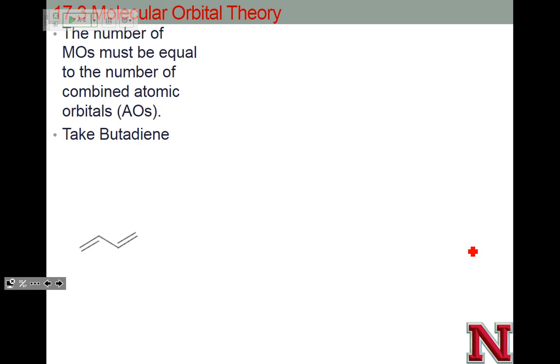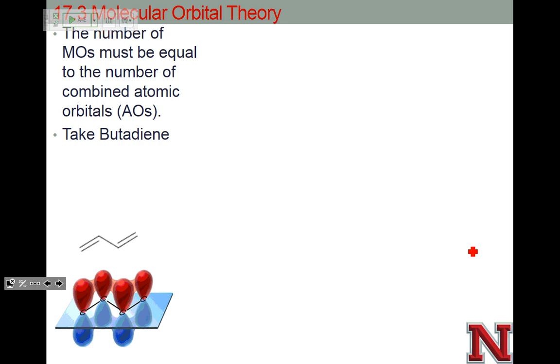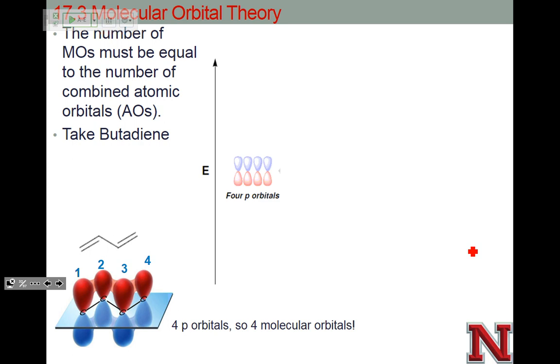So let's look at this one. This one's a little bit more complicated because here we have 4 unhybridized p orbitals. So we have butadiene, and again, we do have this sigma bond, but we are not mapping it out. We're only mapping out our outermost orbitals, which is our p orbitals. So we have 4 unhybridized p orbitals. So that means we have 4 atomic orbitals. How many molecular orbitals are we going to have? 4. The amount of atomic orbitals we have is the amount of molecular orbitals we're going to have. We have 4 p orbitals, so 4 molecular orbitals.